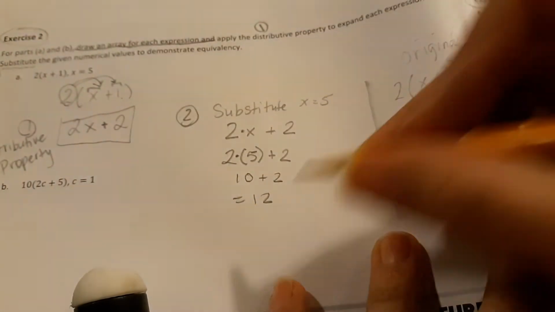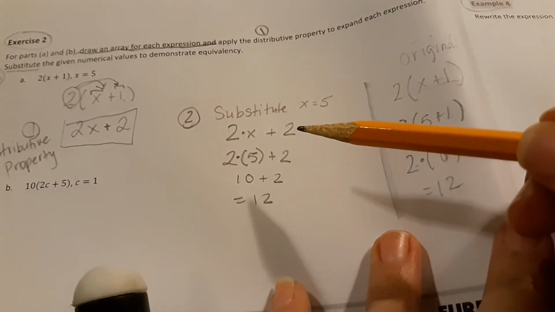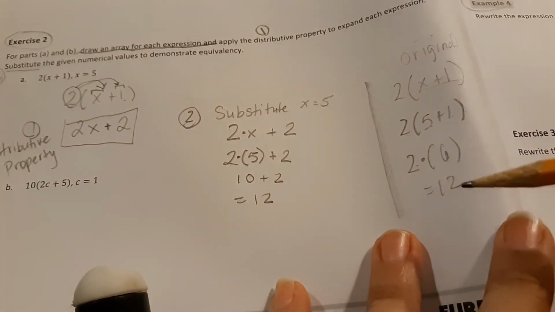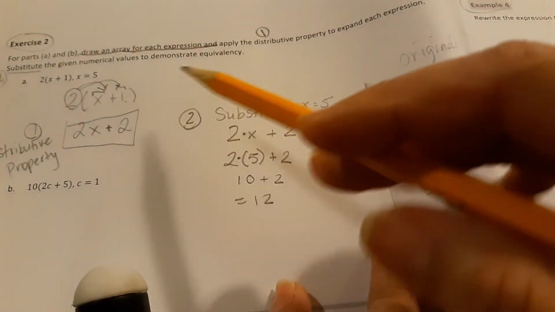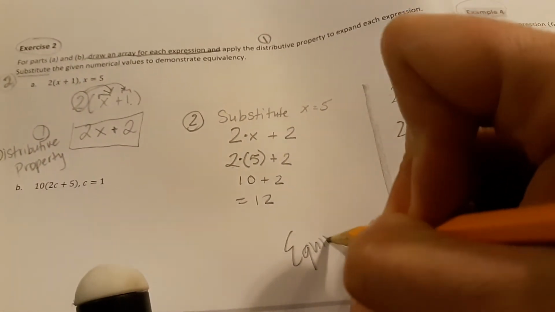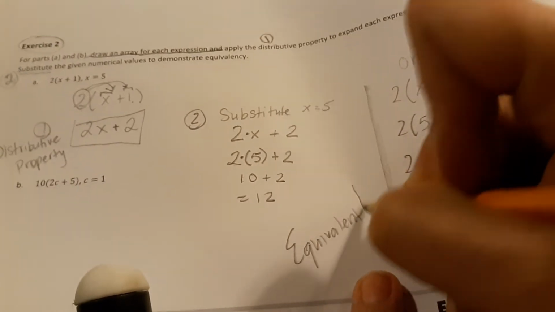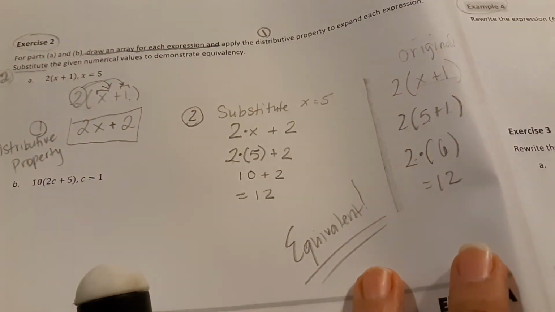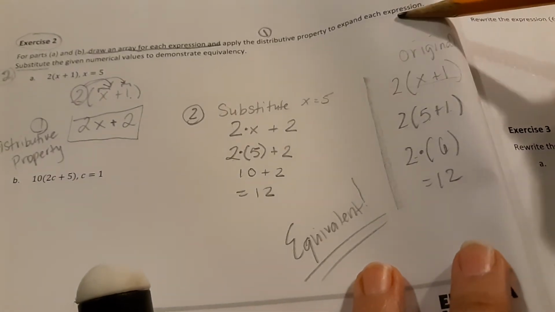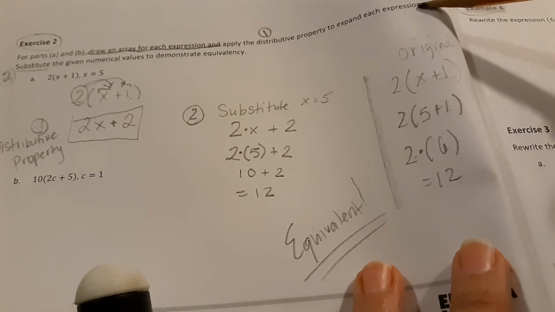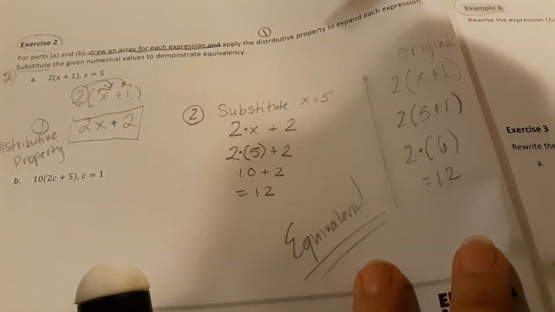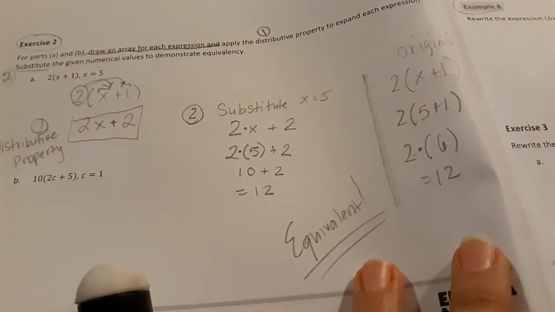We get the same answer using the expression that we got after we used the distributive property as the original. So 12 is equal to 12. They are equivalent. Okay, so as you can see, there are steps to solving this problem because this question had 2 questions in one: using the distributive property, which is why we did this, and then to check for equivalency, that's why we did this part, okay?